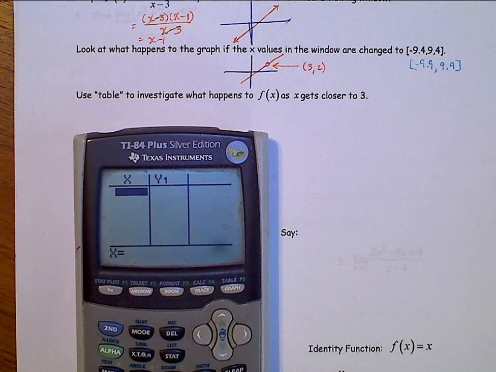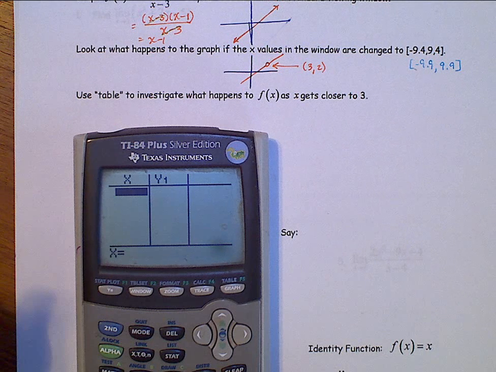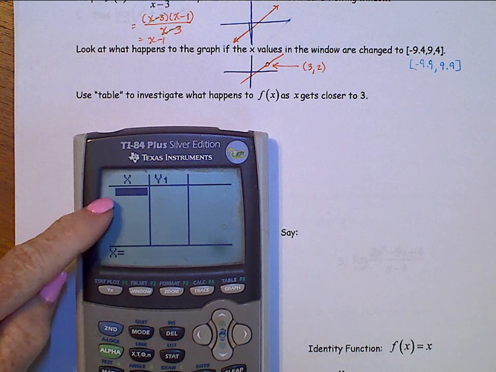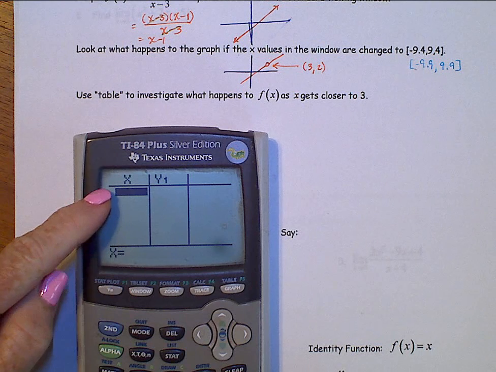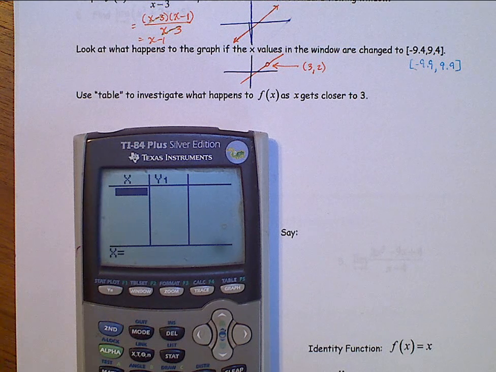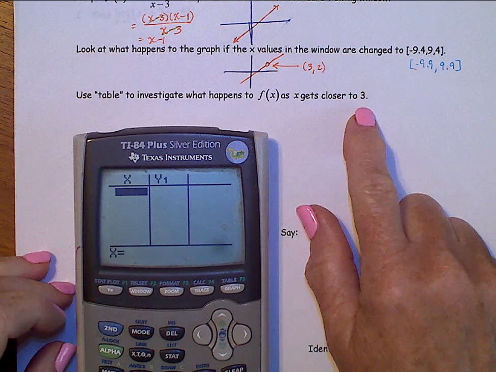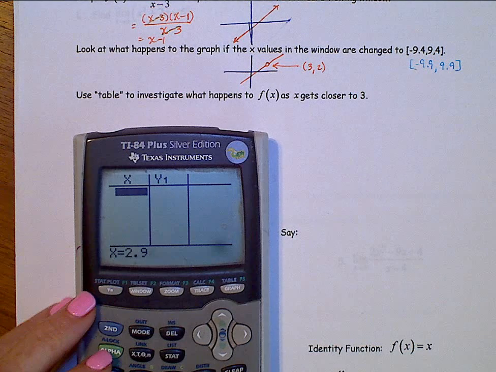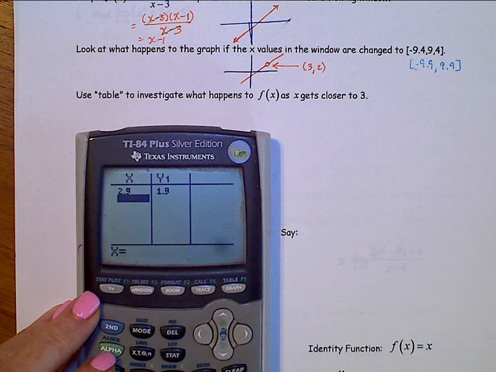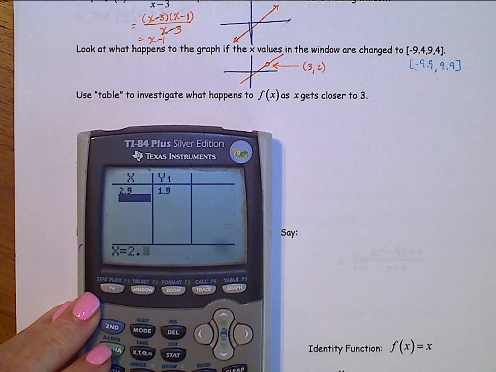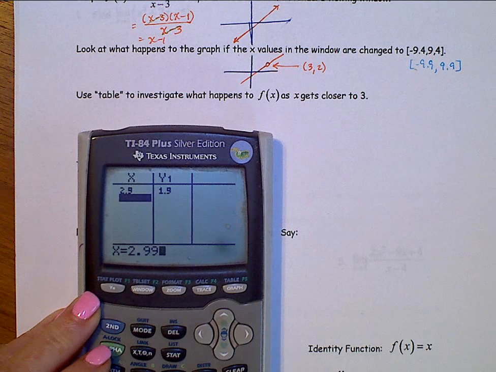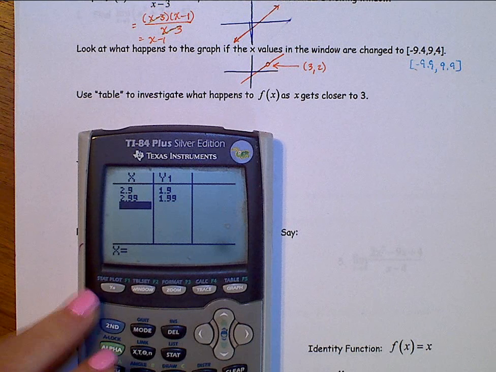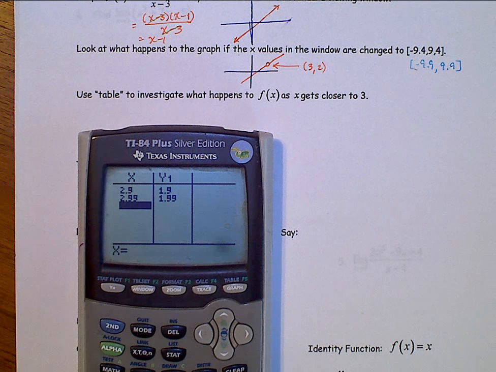What this allows you to do is put in your own x values that you want, and then your calculator will automatically pop up the y values. So let's find out what happens as x gets close to 3. Let's try 2.9, that's pretty close to 3. y is 1.9. What about 2.99? A little bit closer to 3. y is 1.99. Let's go one more, and even again.